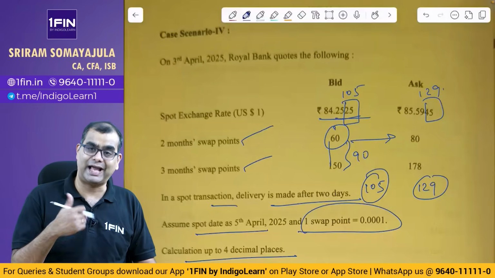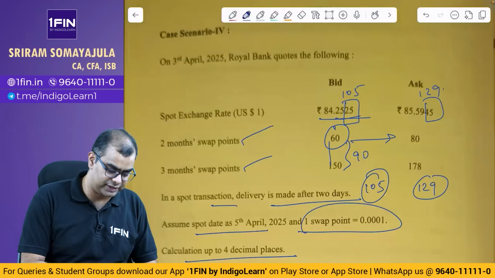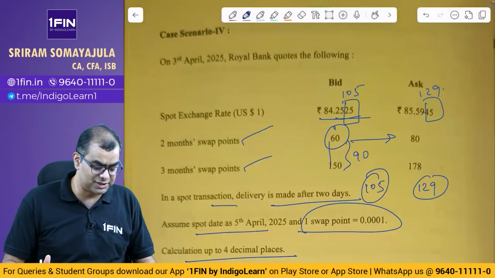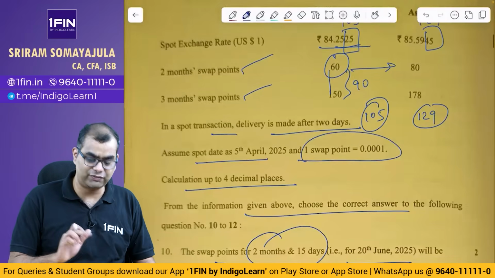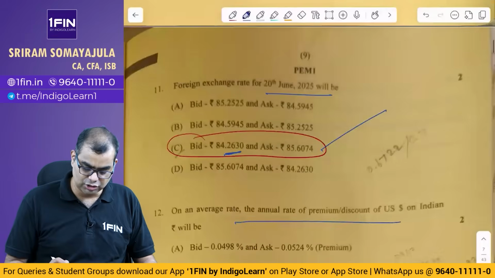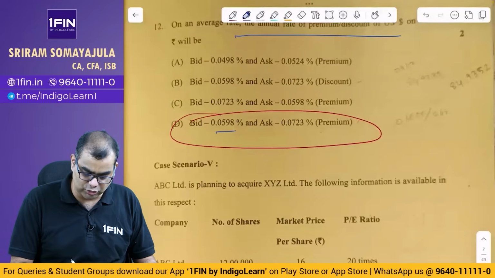But you need it annual. So you multiply by 12 divided by 2.5. So you'll basically get 0.000598, and you do it into 100. So you get 0.0598. You have 0.0598, two of them are there.